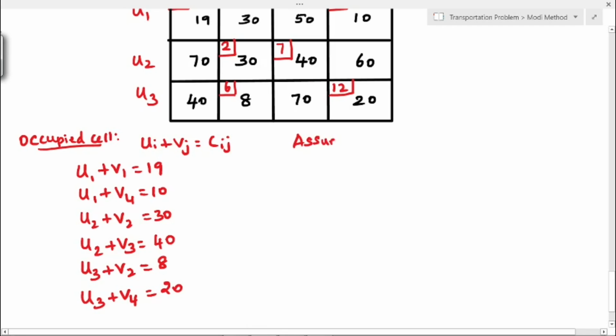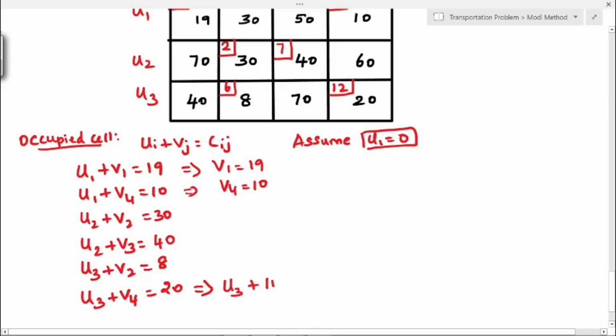So assume U1 is 0. If I assume U1 is 0 and substitute in the first two equations, the remaining V1 is 19, and from the second equation, U1 0 means V4 is 10. So V4 is 10, and in the last equation we have V4, so I am going to substitute here.